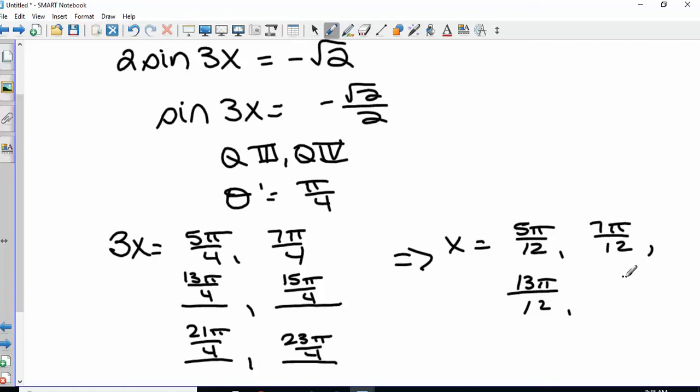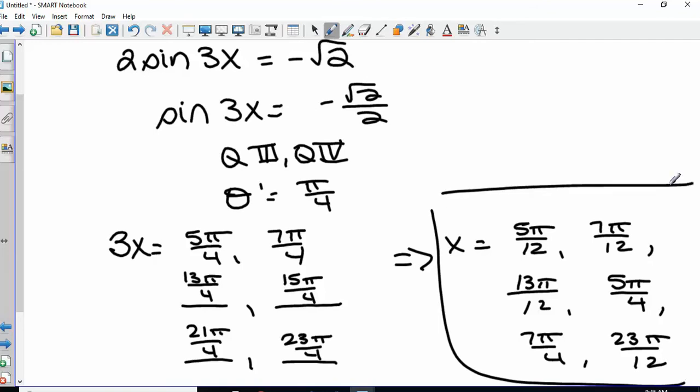So 5 pi over 12, 7 pi over 12, 13 pi over 12, 15 pi over 12, which reduces to 5 pi over 4, 21 pi over 12, so that's 7 pi over 4, and 23 pi over 12. So you have to watch when you have double or triple solutions.